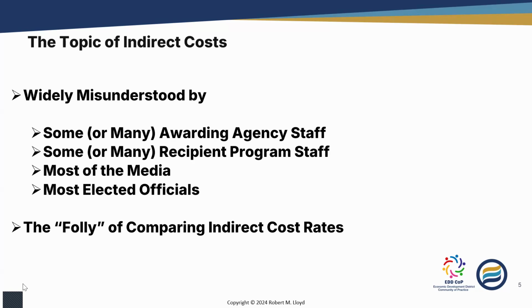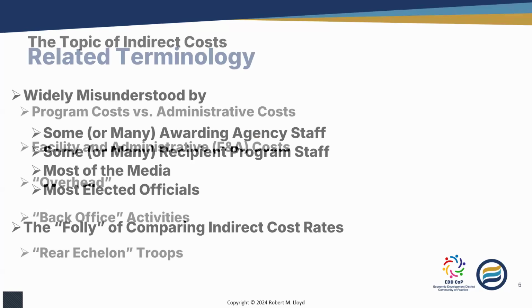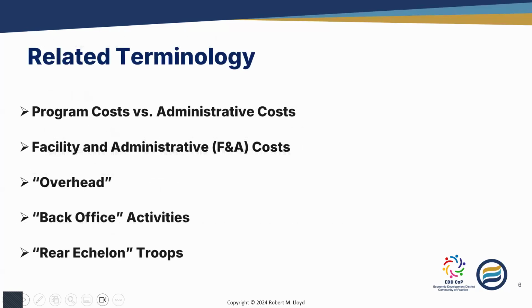And really, if you don't take anything else away from this session, please take away the fact that program and administrative costs are not the same thing as direct and indirect cost. Program and administrative costs have to do with the underlying purpose of the expenditure, whereas direct versus indirect costs have to do with the charging practice that's appropriate for certain types of expenditures.